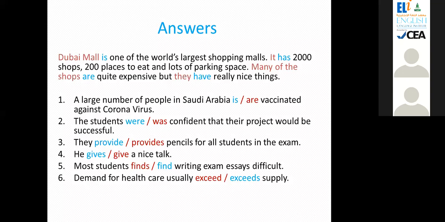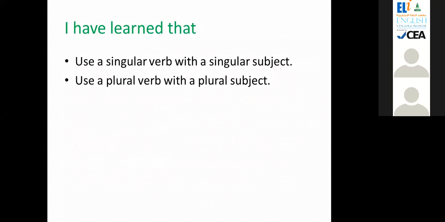Demand exceeds supply. So the subject here is singular, so that's why it agrees with the verb with s in the present. Okay, so the conclusion from this is that we have learned that we use a singular verb with a singular subject and a plural verb with a plural subject.